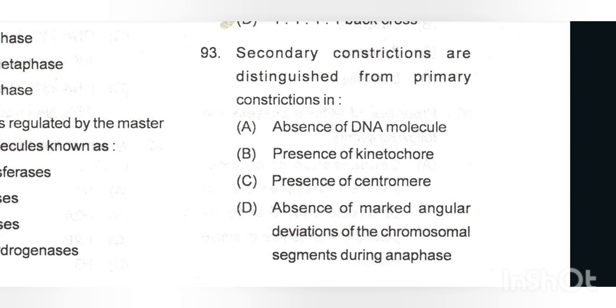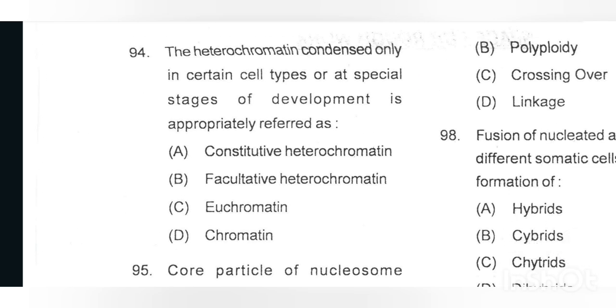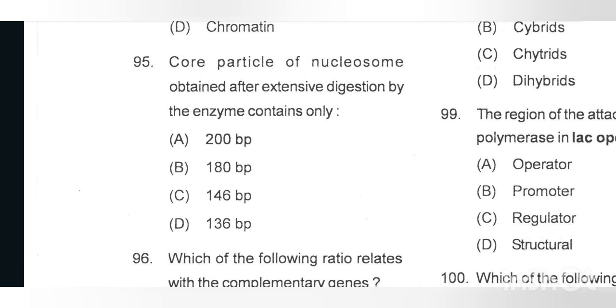Then 93 number question, secondary constrictions are distinguished from the primary constriction. How? By absence of marked angular deviation of chromosome segment during anaphase. So during separation, they show different characters. Then question number 94, the heterochromatin condensed only in certain cell or at special stage of development is appropriately referred to as facultative heterochromatin. Core particle of nucleosome obtained after extensive digestion by the enzyme contain only 146 base pair.